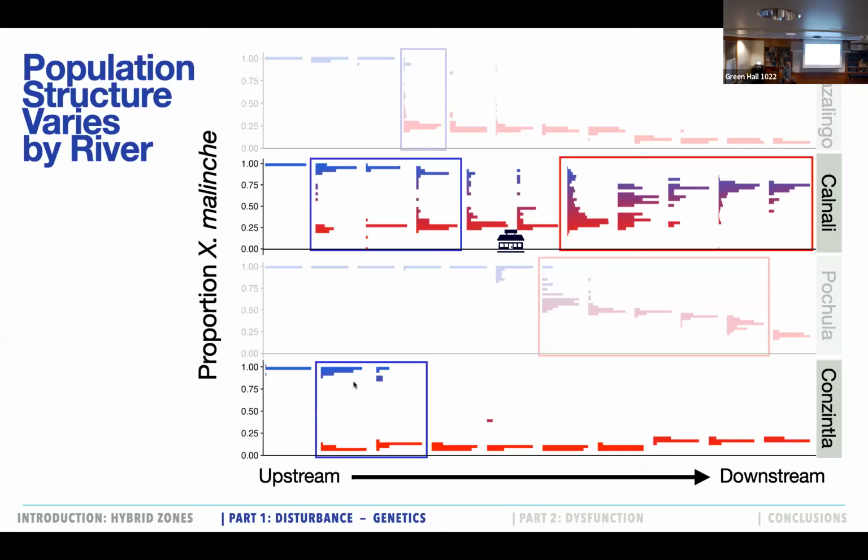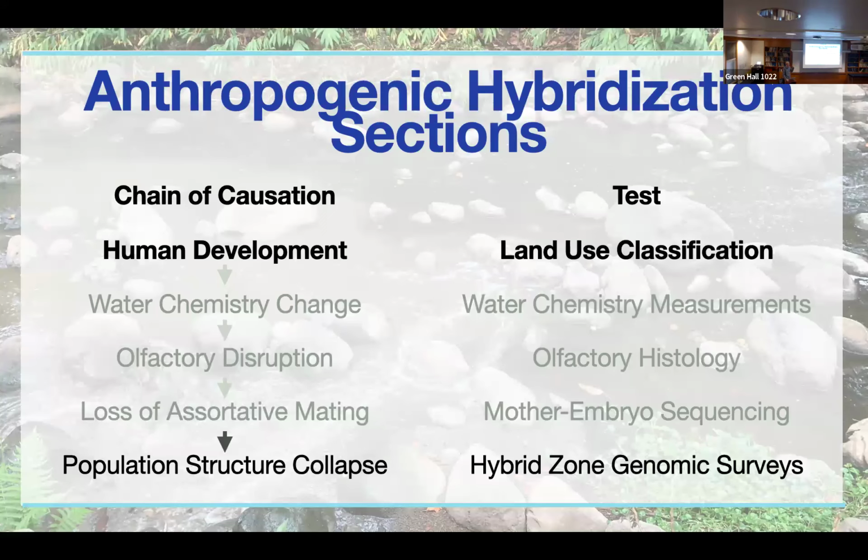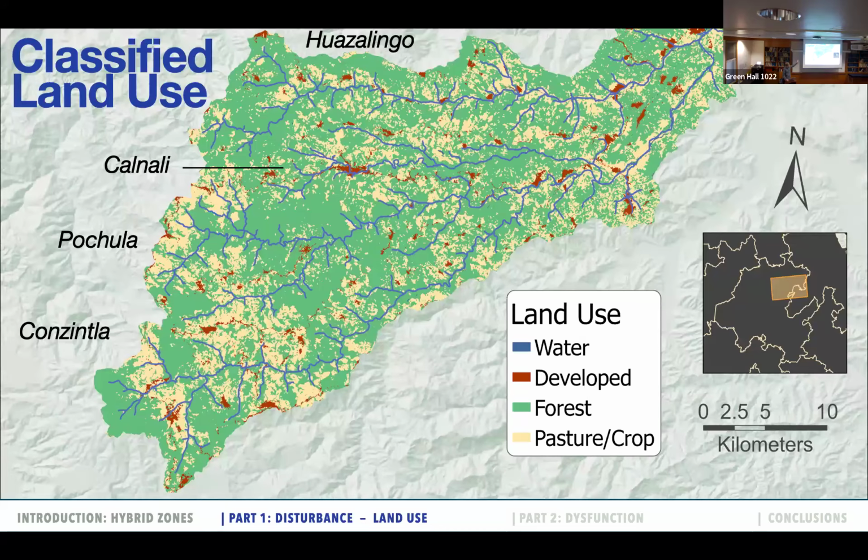So to walk it back now to the very beginning, we have our differences in the hybridization outcomes, and we're interested in how this relates to differences in anthropogenic impacts. So I'm going to start with showing you land use classification from Landsat data. This is that whole watershed again. We have our 4 rivers. Green is forest, yellow cleared land, red is the most interesting one here because that's essentially buildings, developed land. And we can see that the town of Calnali is kind of the biggest red blob in the whole area, and it's the largest population center that's directly on a river.